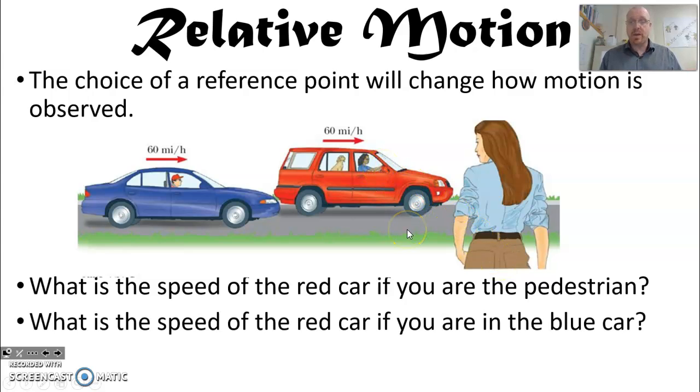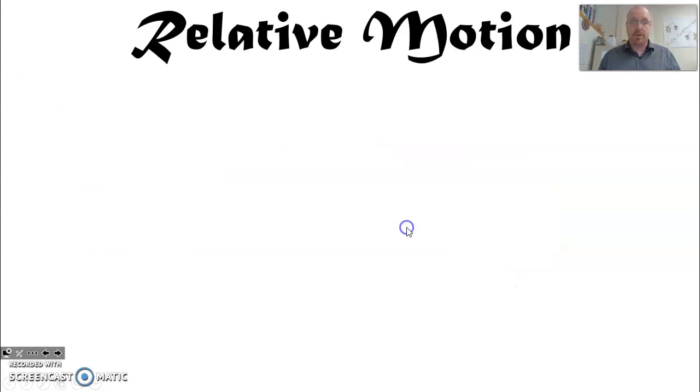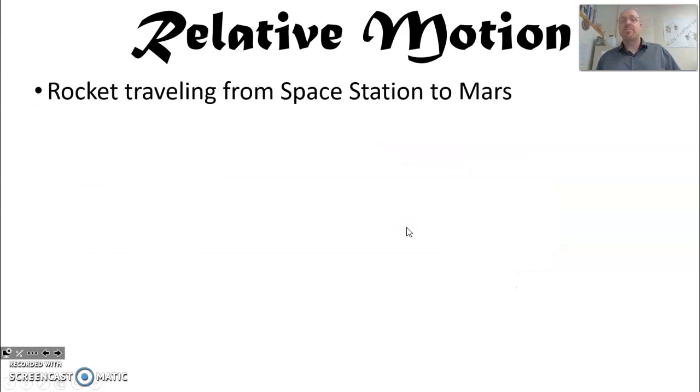But what's the speed of the red car if you're in the blue car? I already talked about this. If they're both going 60 miles per hour, their relative motion is zero because they're not getting any farther or closer apart. Okay? So relative motion, it's all about our perspective.